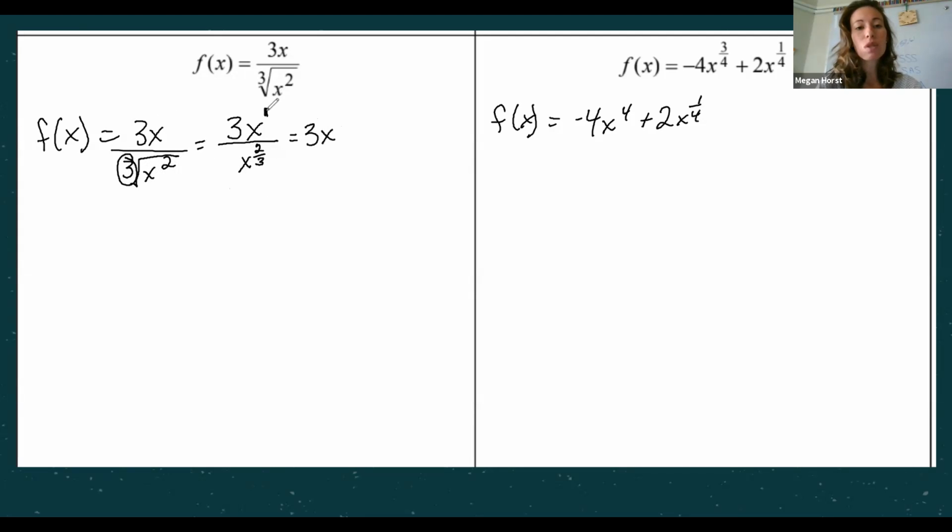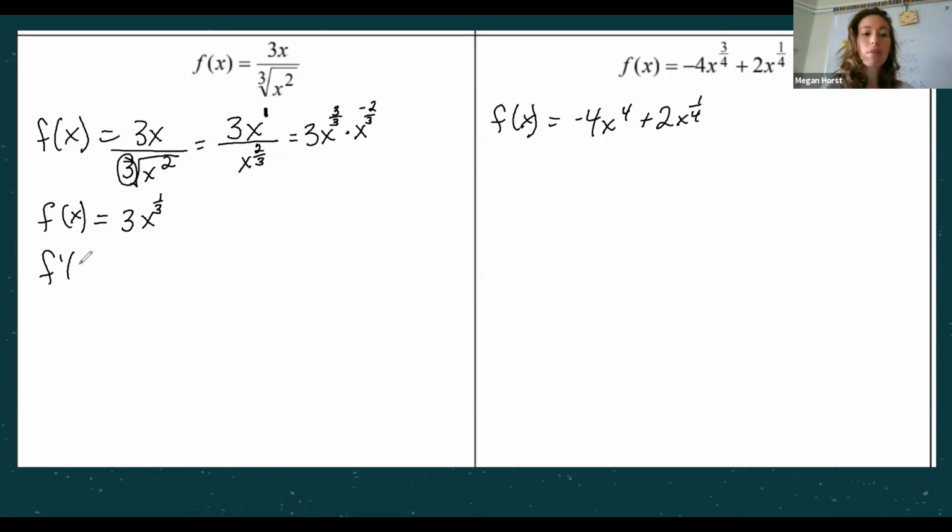This is the same as saying 3x, and instead of using 1, I'm going to use a 3 over 3, so I can combine these a little bit, times x to the negative 2/3. And then remember, you can add these two. So we have 3 over 3 plus a negative 2 over 3. So I'm going to rewrite this f of x as 3x to the 1/3. That's what that function would simplify to.